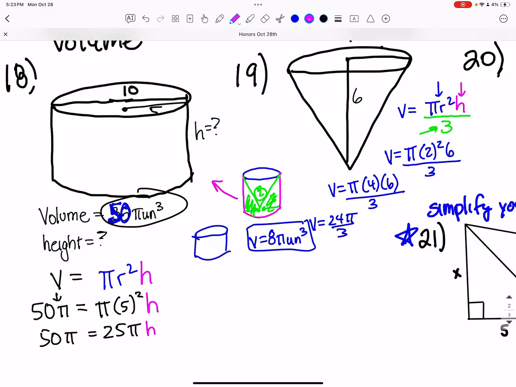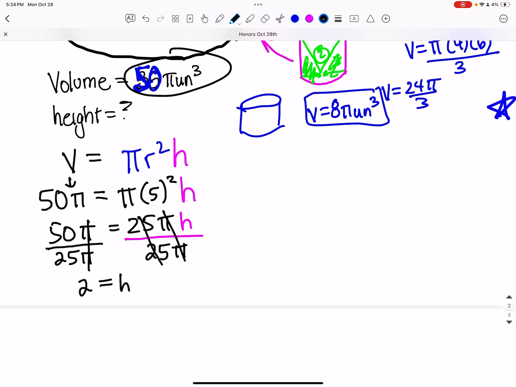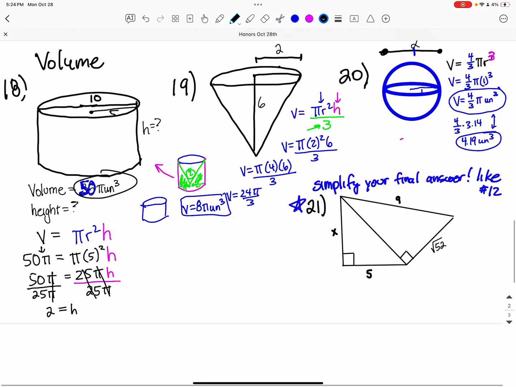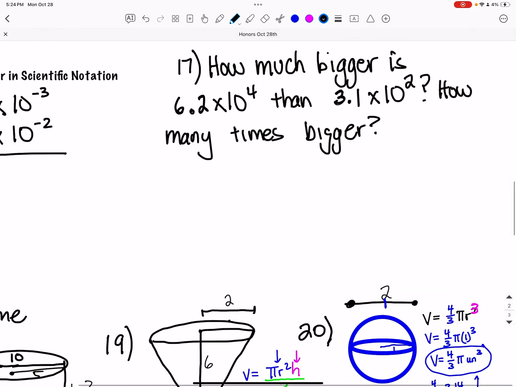Remember, if anything's touching our letter, we do the opposite on the bottom. So I'm going to divide by 25 pi. The 25 cancels the 25, and the pi cancels the pi, but I have to divide this side by 25 pi too. Pi cancels pi, and 50 divided by 25 is just 2. The missing height needs to be 2 to get a volume of 50 pi units.